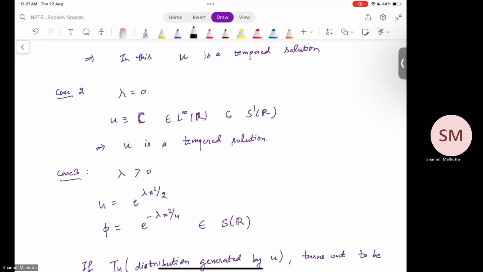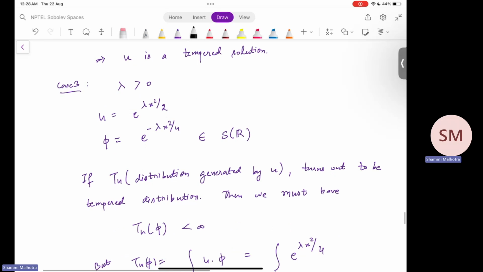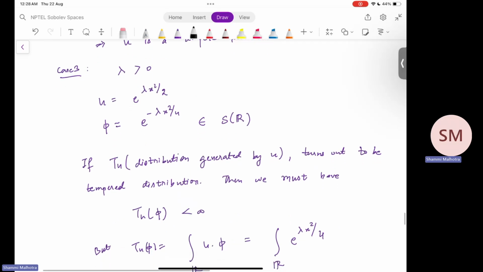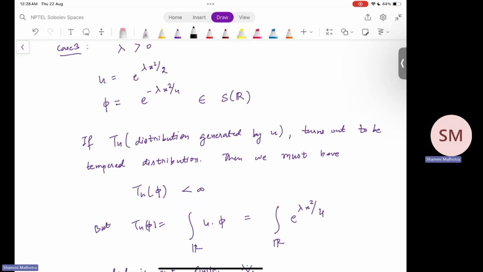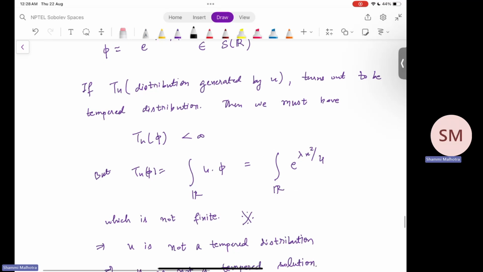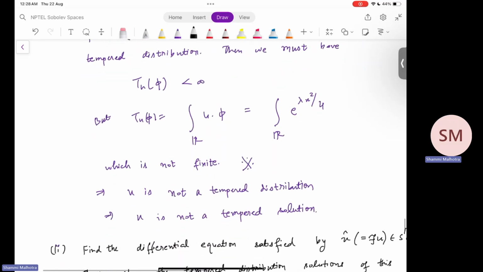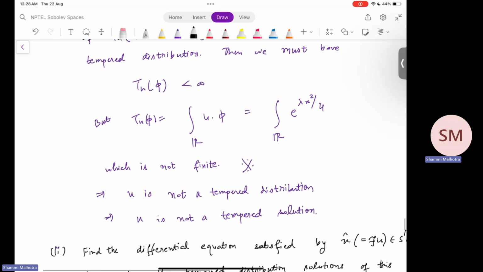So if I take T_u to be the distribution generated by u, and if this distribution is actually a tempered distribution, then you must have this T_u at phi should be finite. And T_u at phi is nothing but the integration over R of u times phi. But what is this? This is actually the integration of e raised to power lambda x square by 4. But definitely this is not finite in our case, so this will imply u is not a tempered distribution. And since it's not a tempered distribution, this cannot be a tempered solution for our equation.